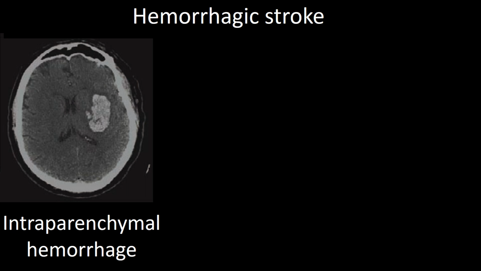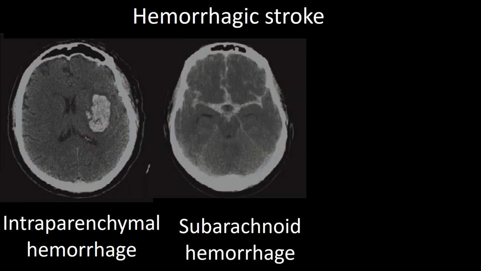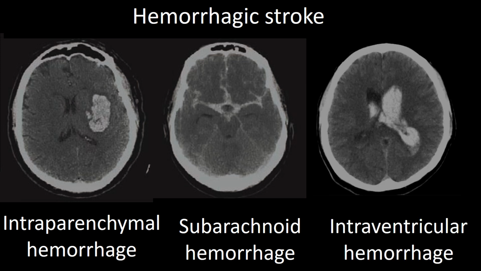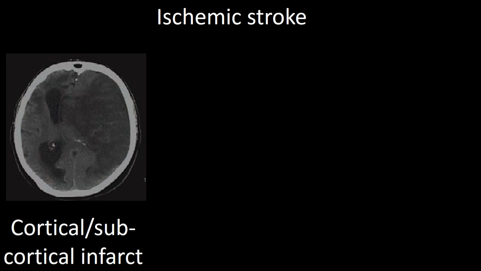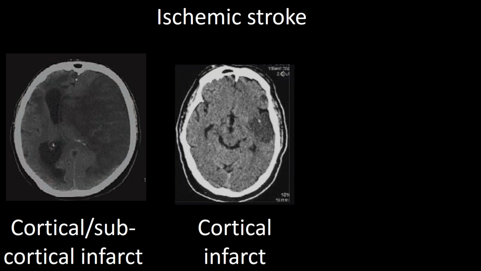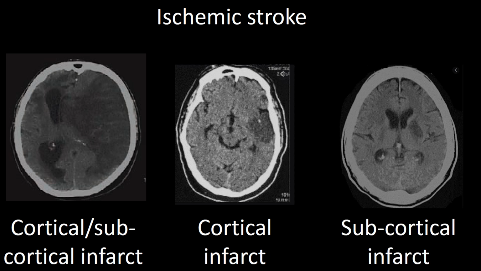Hence, we talk about intraparenchymal hemorrhage, subarachnoid hemorrhage, and intraventricular hemorrhage. The labeling of ischemic stroke is less consistent across the literature. Extensive strokes are labeled cortical and subcortical infarcts. Strokes sparing deep structures are often labeled cortical infarcts, and those sparing the cortex are labeled subcortical infarcts.